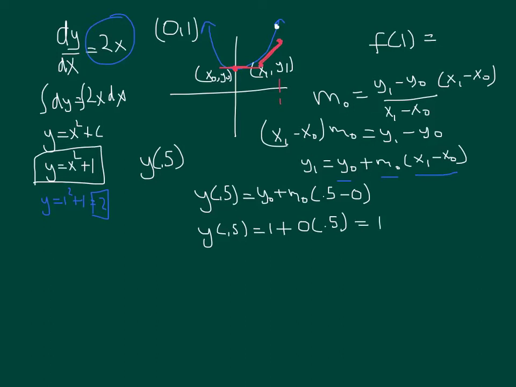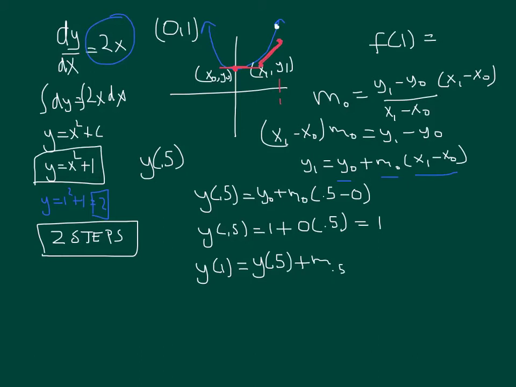Now we're going to repeat that process again because the problem says we are to use 2 steps of equal size. So now we're going to do it again. So y of 1 is going to equal now the y value at 0.5, which we'll call y of 0.5, plus the slope at 0.5 times the difference between, well, 1 minus 0.5. This is called delta x. And in most of the problems that you're going to see, the delta x is going to be the same. Here you can see it's going to be 0.5 each time.